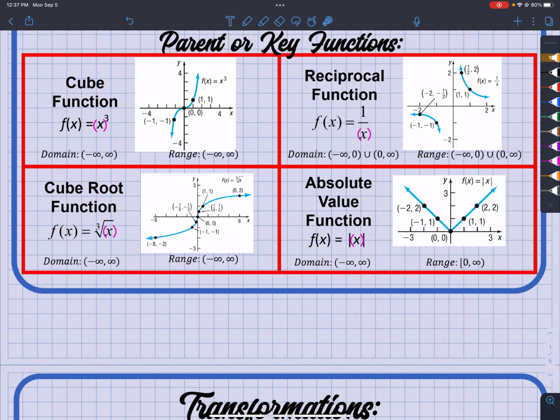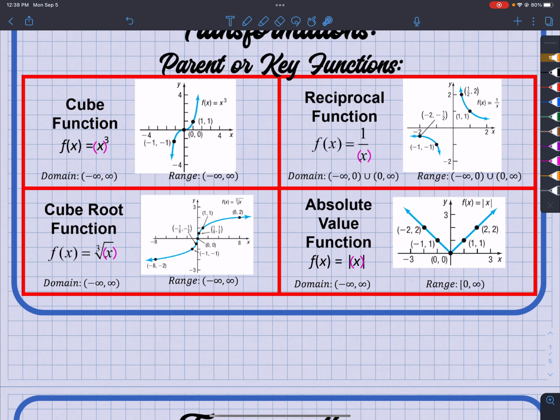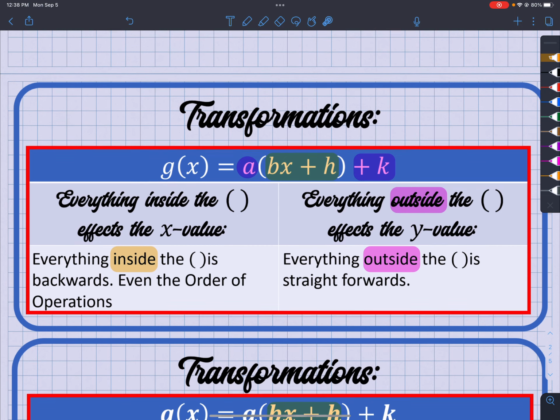So let's talk a little bit more about transformation. These parent functions are important because that's where we're going to start before we do our actual transformations with these graphs, right? We're transforming these graphs into something that looks similar, but not the same anymore, just like if we went through a transformation, we look the same, but not quite the same anymore, all right? So let's start off with this.